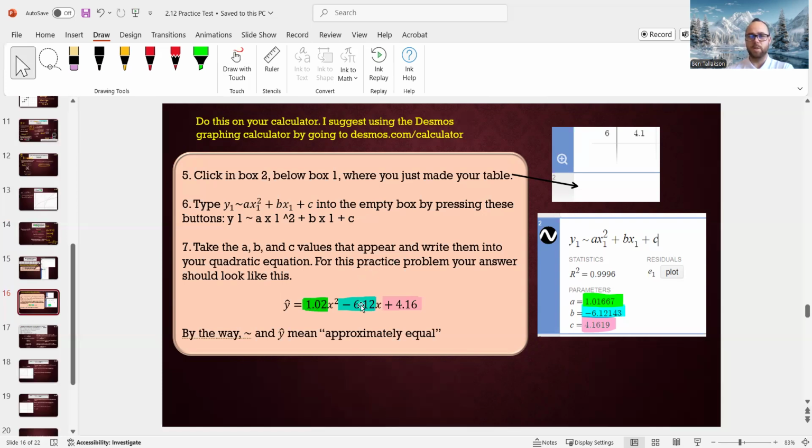See, A, B, and C. There is a little rounding going on. If you're asked to round, make sure you do that. And we have y with the little up arrow above it. Just a quick reminder, this symbol and this symbol both mean approximately equal.